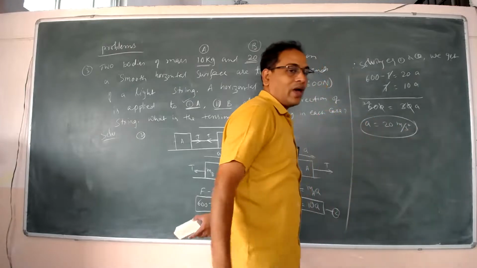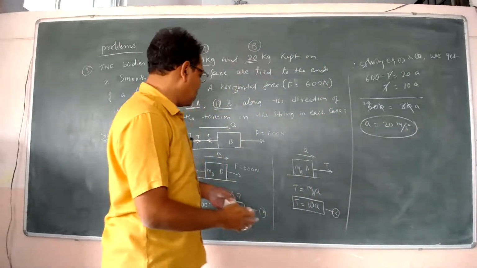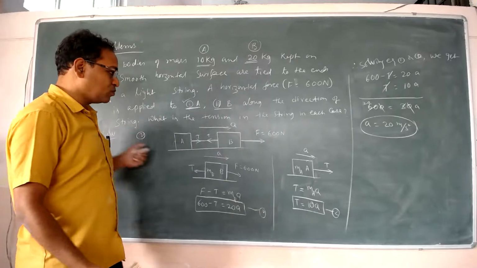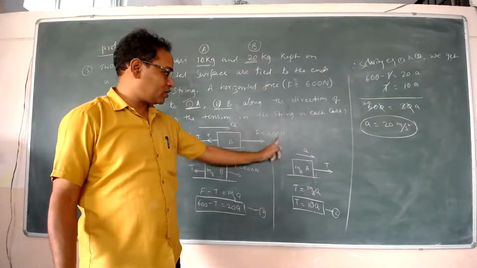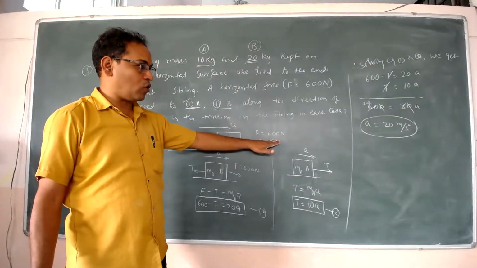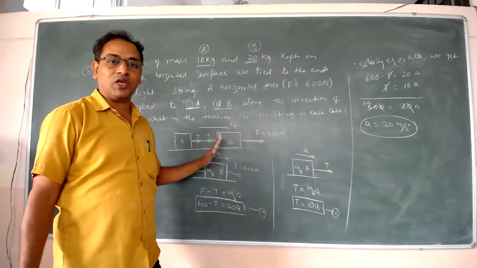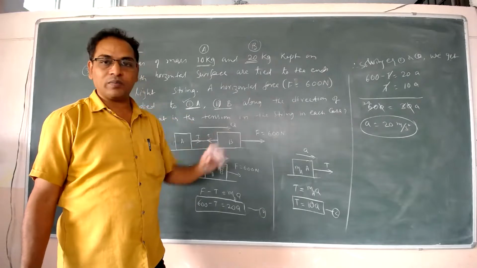So again, I got the acceleration as the same. That means if you pull the body in this direction or in that direction with the same force, either that side or this side, then the acceleration will be the same. That is 20 meters per second square.